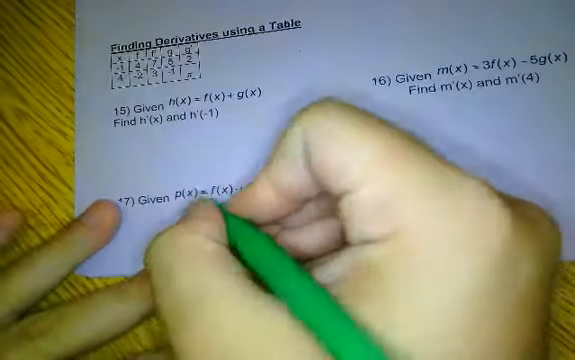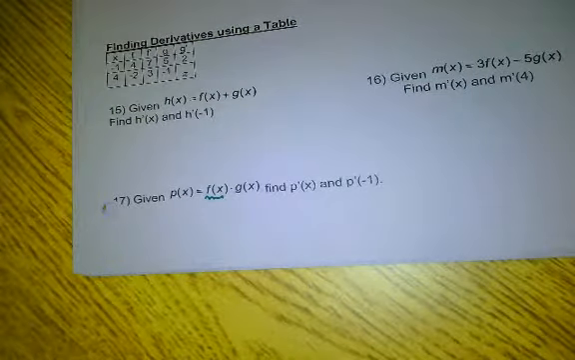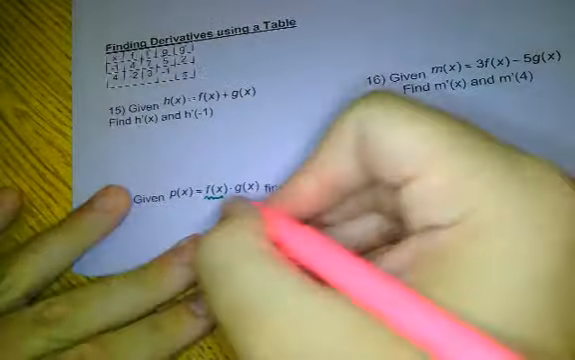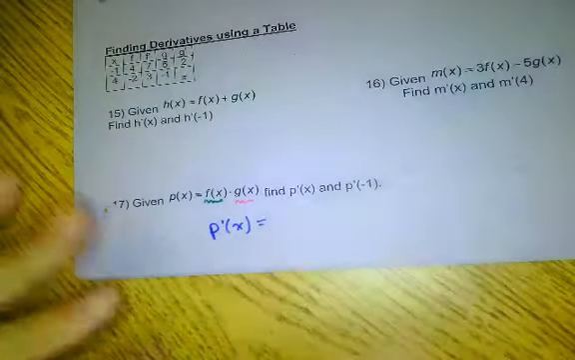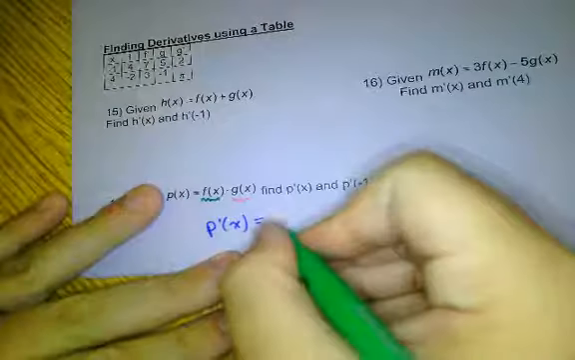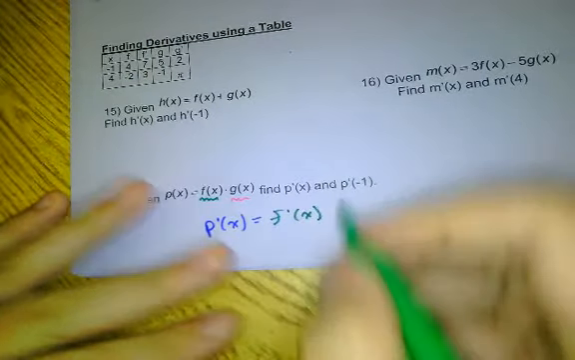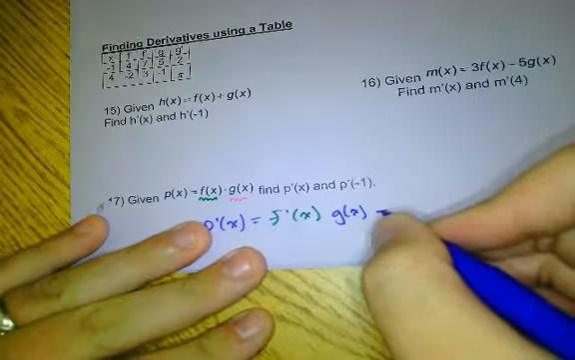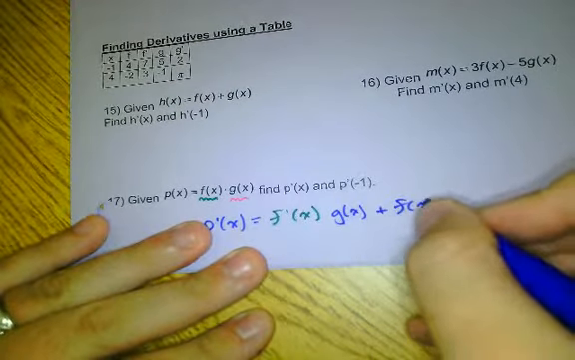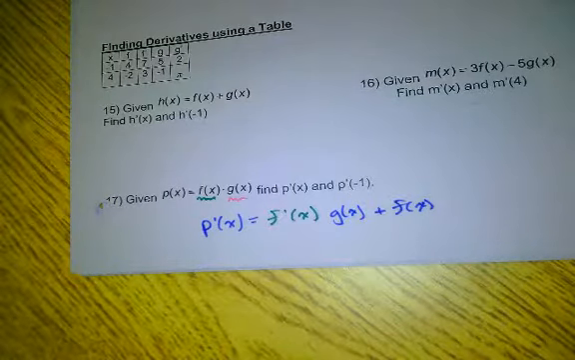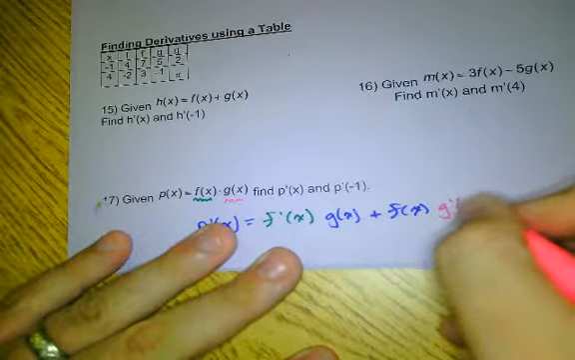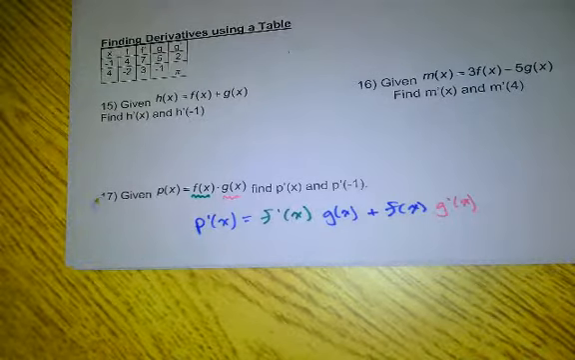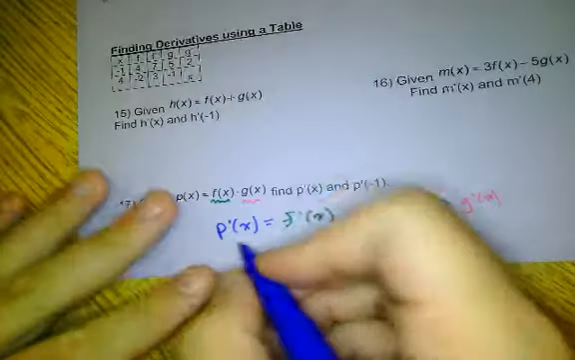So for 17, this kind of already has product rule right in front of our faces. So let's go ahead and find p prime. So to find p prime, it's just a definition, isn't it? Sure. Okay, so let's plug in a -1.